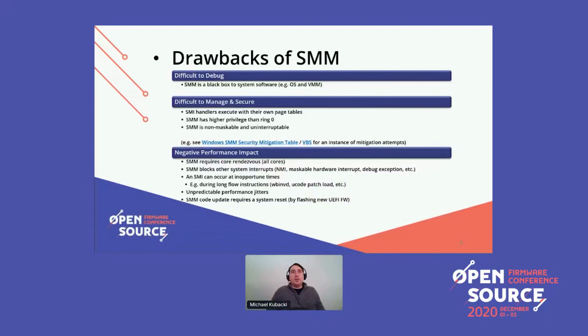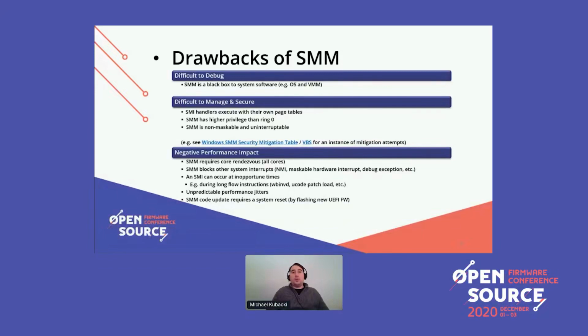And so in general, SMIs can also occur at inopportune times, such as during a long flow instruction. Examples here are write back and invalidate and micro-patch code load. If you're executing one of those instructions, the SMI actually enters on an instruction boundary. And so you could have an inconsistent amount of time it takes to enter into SMM, depending on what the system is doing when the SMI occurs. And that can, of course, lead to unpredictable performance jitters across the system.